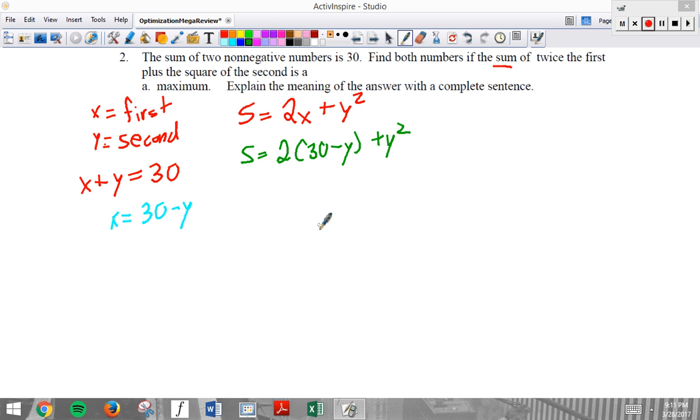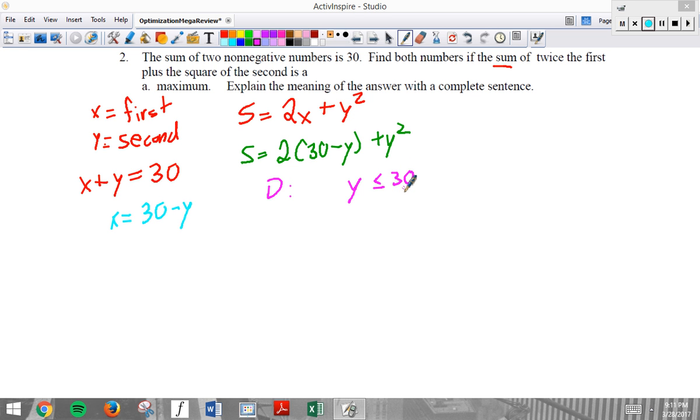Now let us think. Domain. Let's think about the domain here, folks. Okay, y. Is there a maximum value y could be? Yes. If y became greater than 30, then x would be negative. And we know they're both non-negative. It has to be less than or equal to 30.